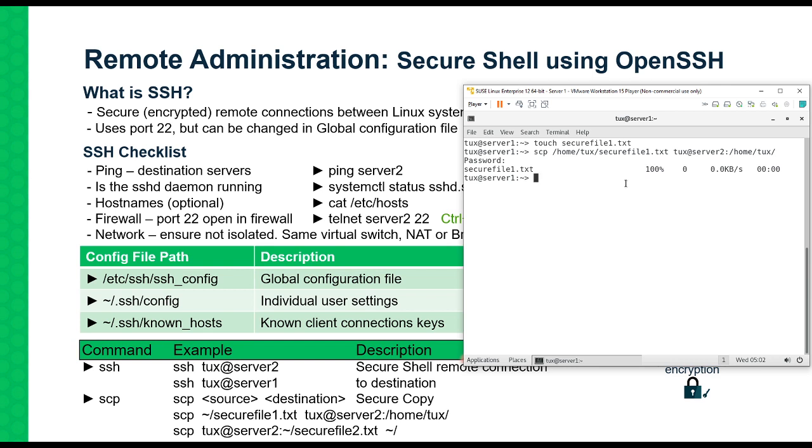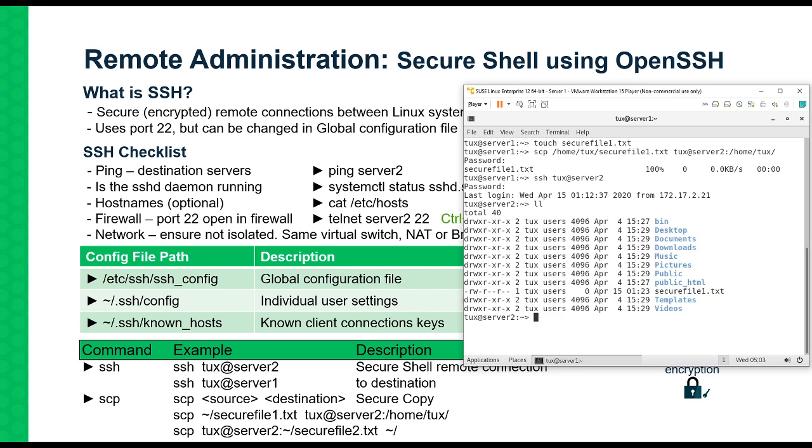Now we need to go to server 2 and quickly change that file to copy the file called secure file 2 to us. How do we remote administrate? Easiest is SSH to tux at server 2. Hit enter. The password is Linux. And let's see if that file arrived in our home directory first. We go LL to list everything in our home directory, and there is a secure file 1.